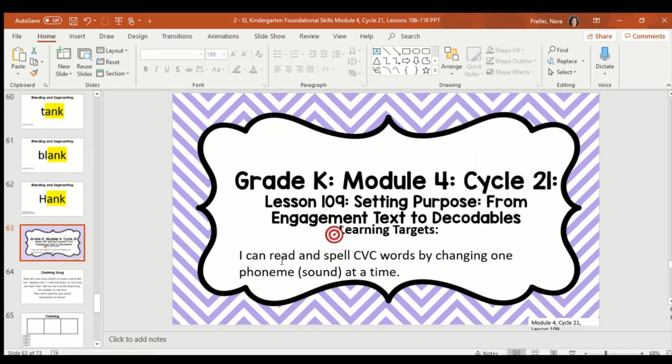Now we're going to move into a new learning target, which is I can read and spell words by changing one phoneme at a time. And remember, phoneme is just a really fancy word for the sound in the word.